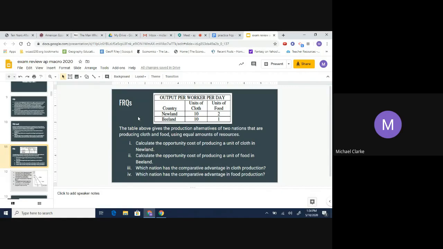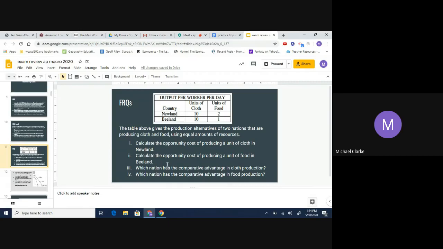I know it. Without even reading the questions, I know that's what it's going to focus around. Okay. So how would you tackle a question like this? Well, the title itself is kind of a giveaway. The output. So knowing that, what kind of question is this? This is an output question. This is showing what Newland and Beeland are capable of producing.